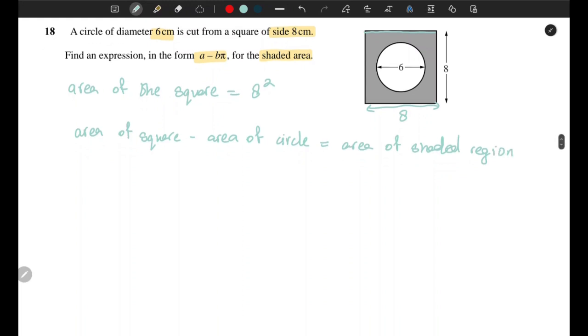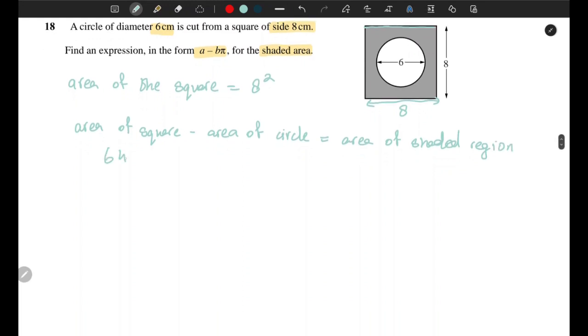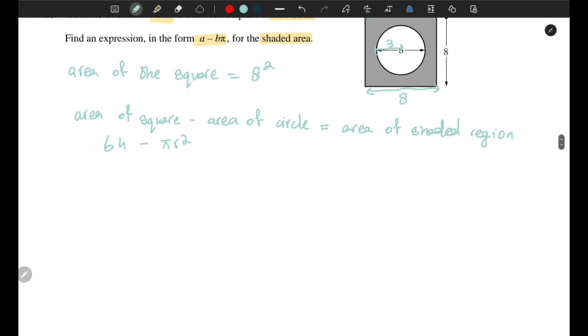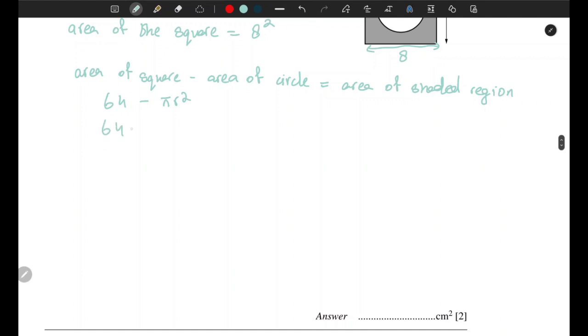And area of the square is again 64, 8 square, which is 64, minus area of the circle. So ये diameter हमारा 6 है, so the radius is going to be 3. So this is going to be pi r square, where r is 3. So this is 64 minus 3 square pi. So 64 minus 9 pi, which is going to be our answer.